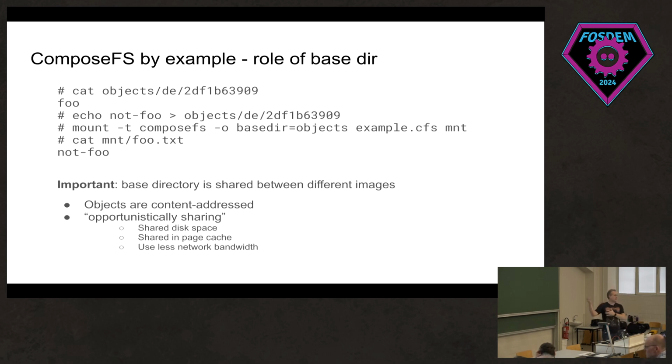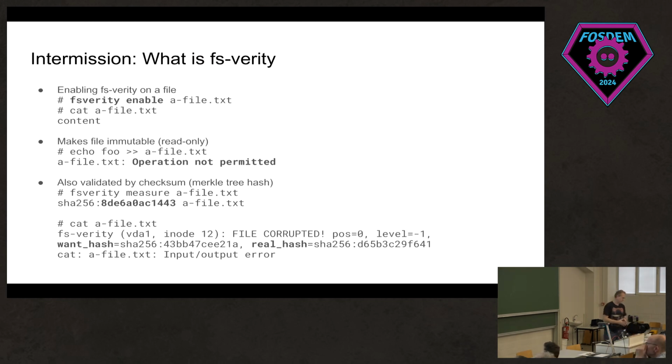And you can easily see how you could use this to update to a new version of an image and not have to download all the data. You can just download the image, list all the objects and see which ones you don't have, and download those. So it's like an automatic way to do delta downloads, basically.